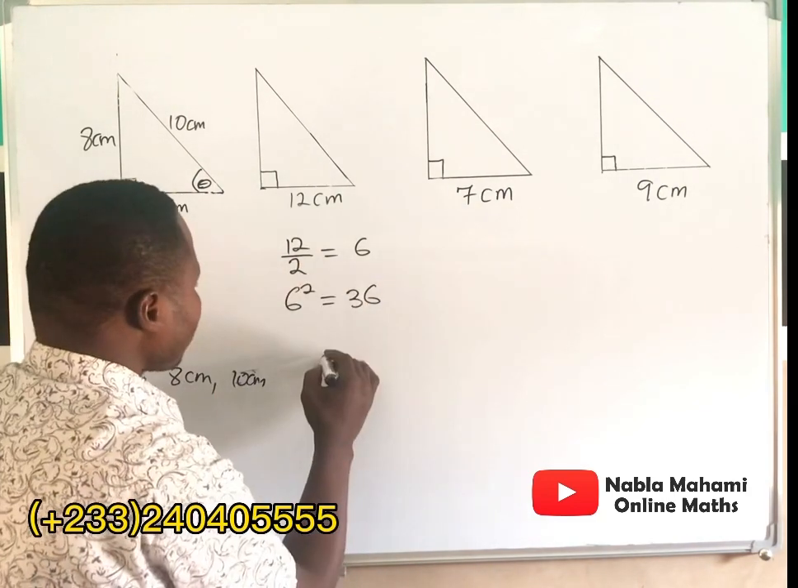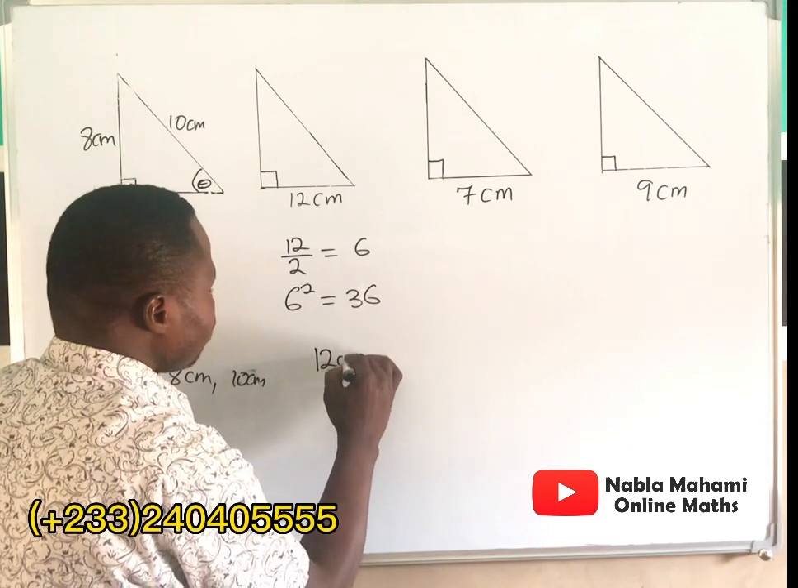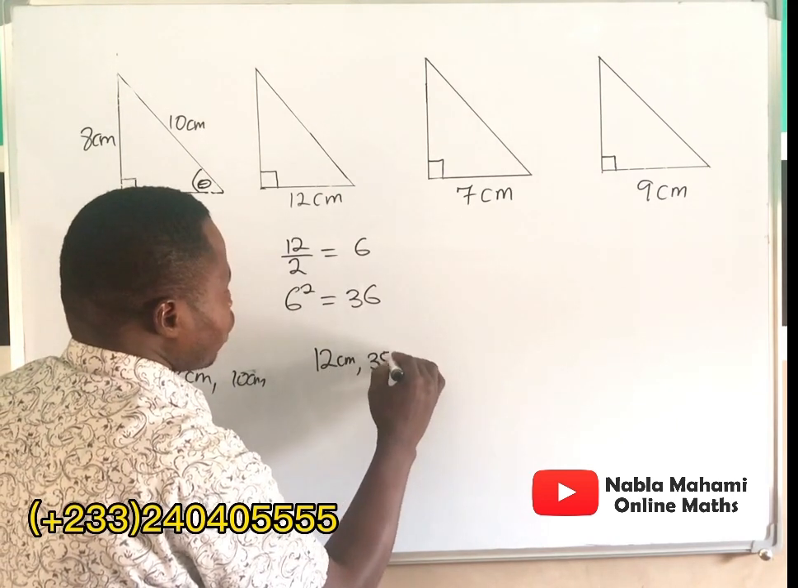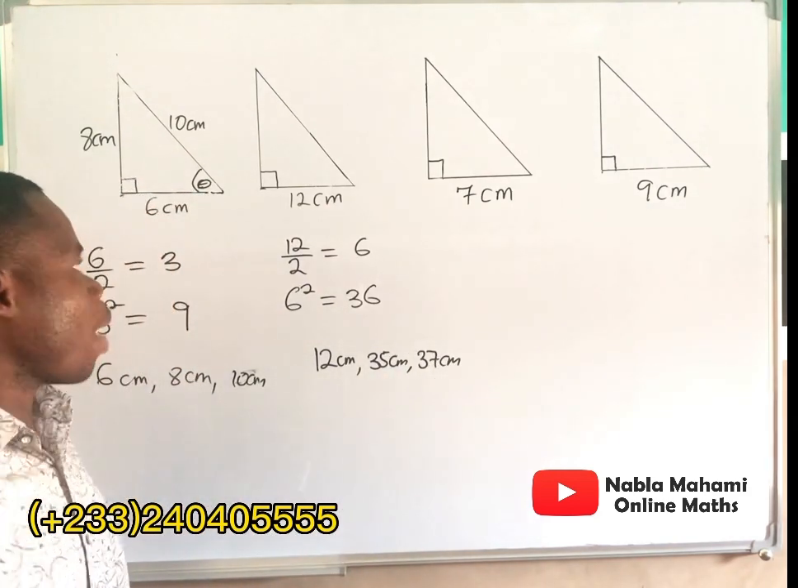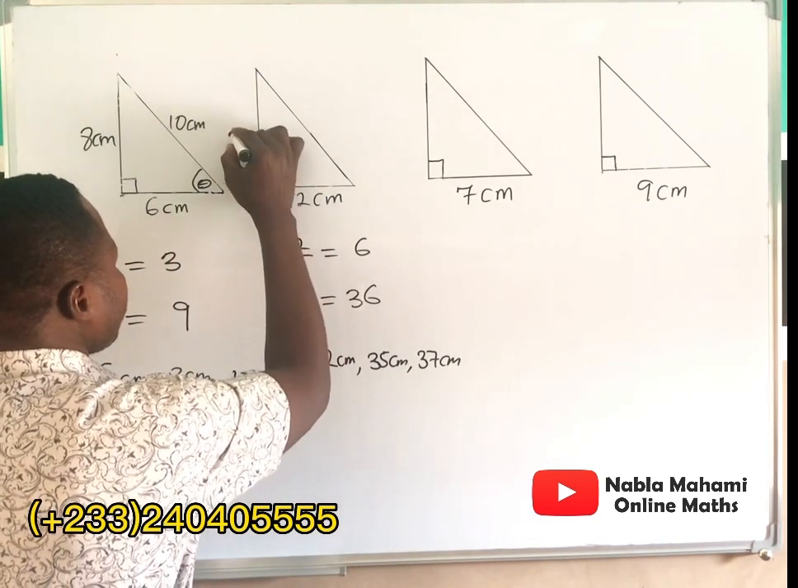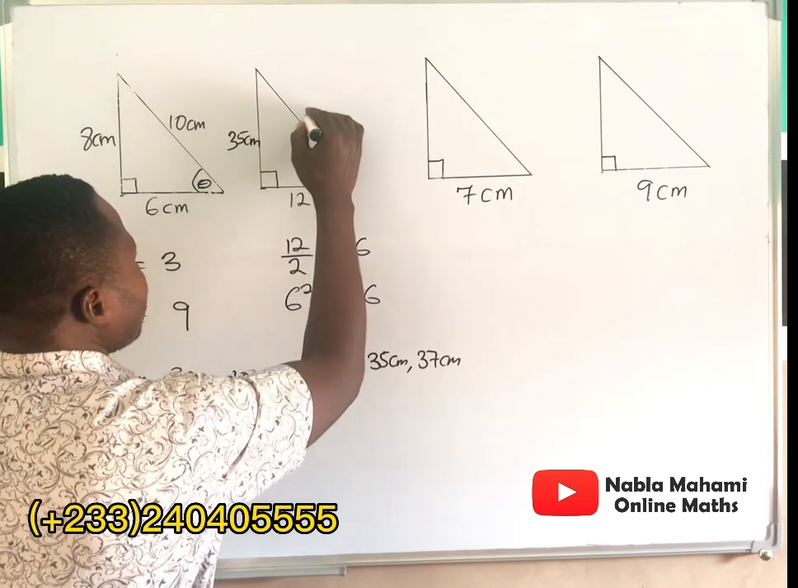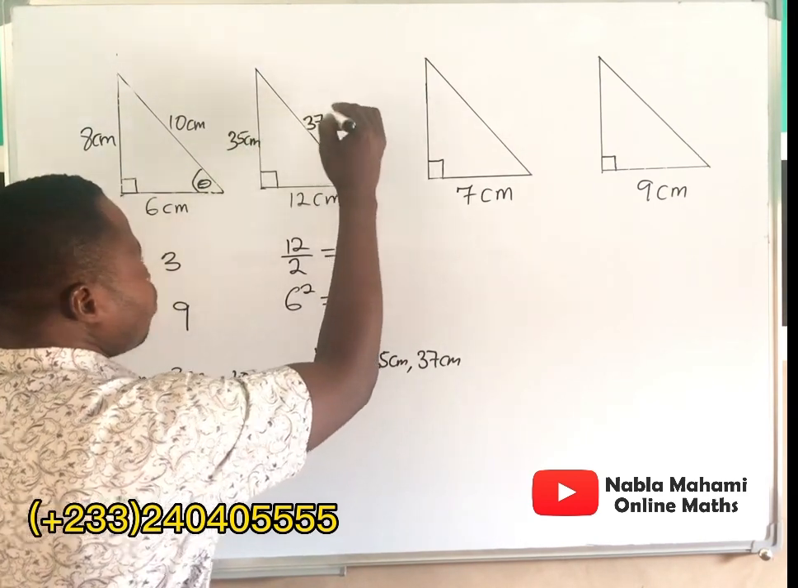So meaning the size of this particular right angle triangle will be 12 centimeters, 35 centimeters, and what? 37 centimeters. And the bigger number is always the hypotenuse. So here will be 35 centimeters, and here will be 37 centimeters.